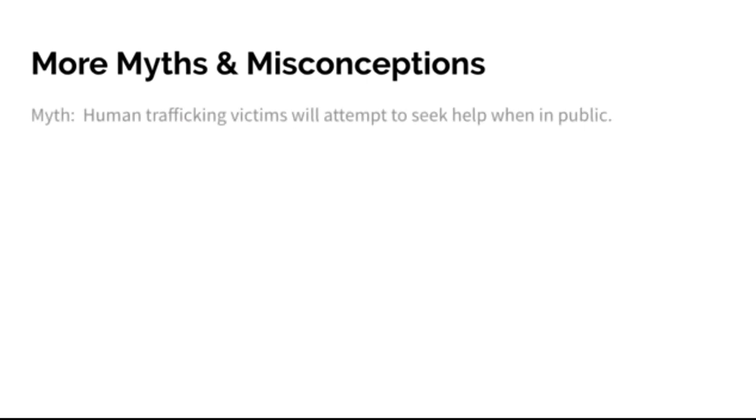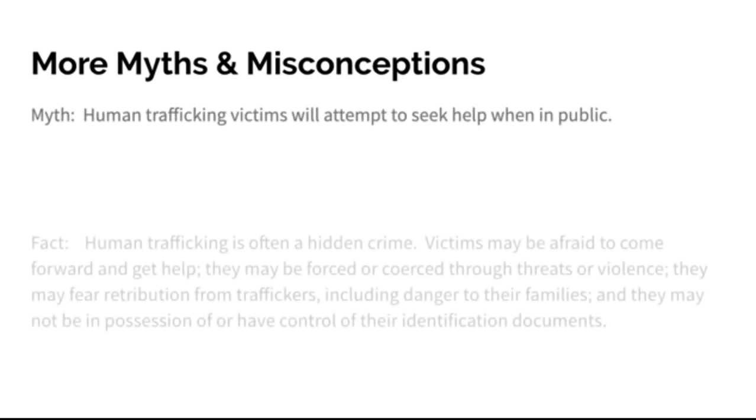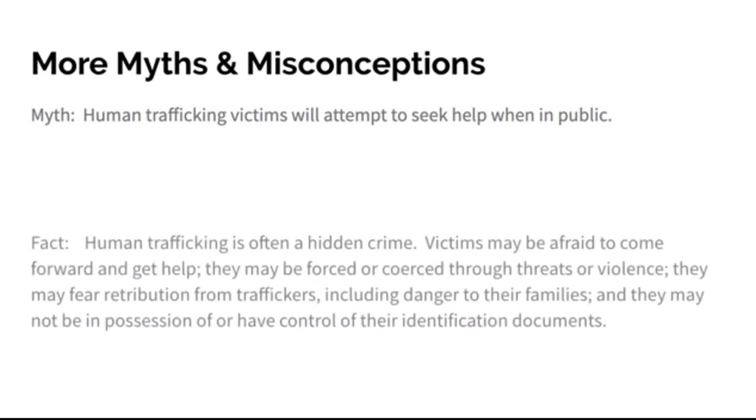Myth. Human trafficking victims will attempt to seek help when in public. Fact. Human trafficking is often a hidden crime. Victims may be afraid to come forward and get help. They may be forced or coerced through threats or violence. They may fear retribution from traffickers, including danger to their families, and they may not be in possession of or have control of their identification documents.